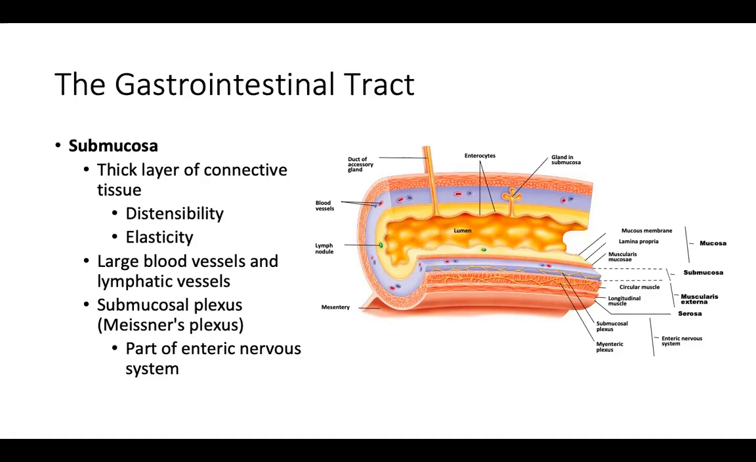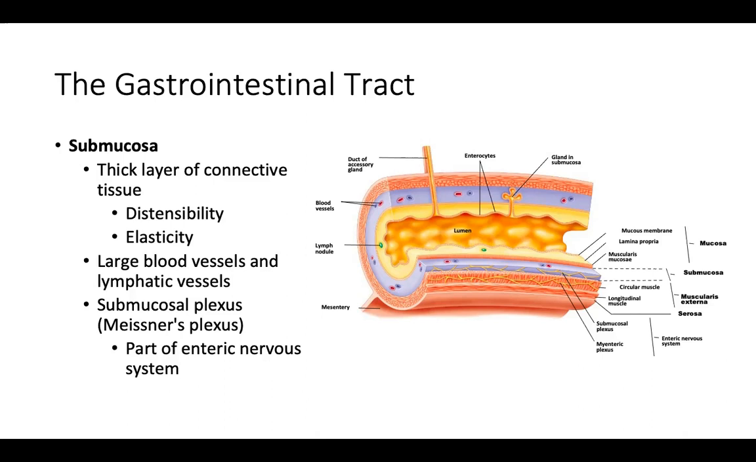And then getting into the submucosa, this is the outer layer of thicker connective tissue. This helps with the distensibility, the elasticity of the tube itself. So when we see the muscularis mucosa and the muscularis externa contracting, that smooth muscle contracting to change the shape, the elasticity that provides that give is found here with the submucosa.